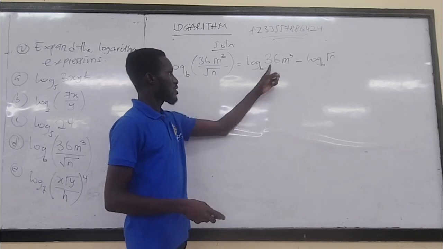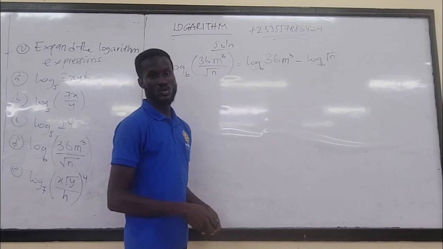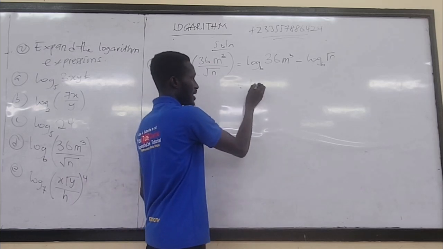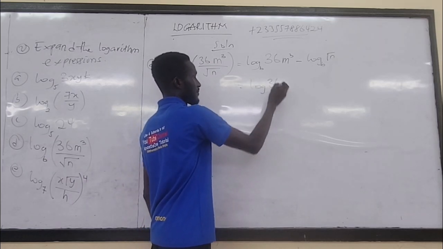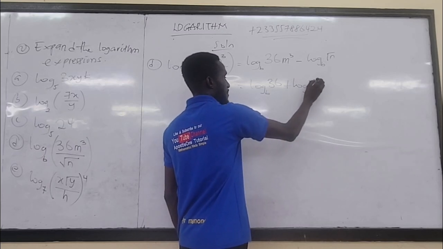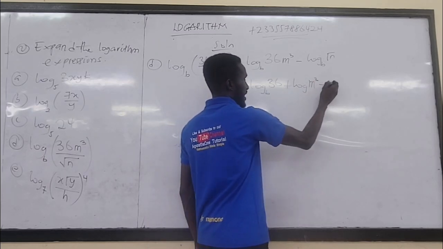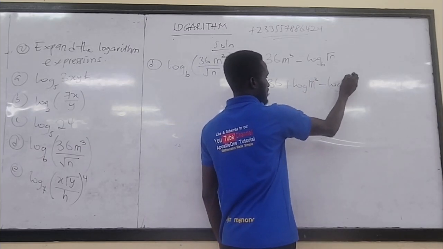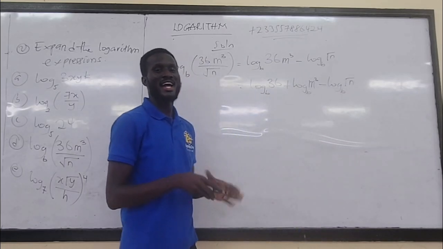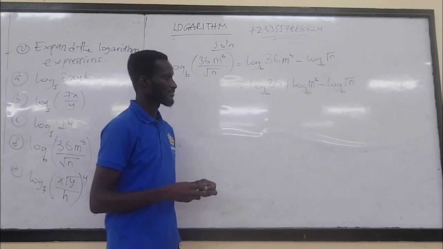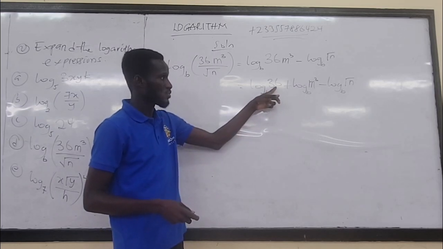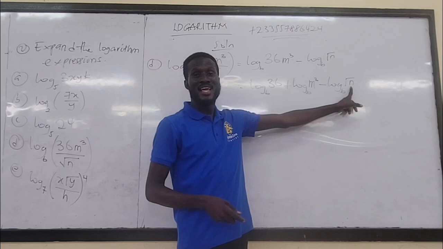Now at this point, we can separate this one and this one too. 36 and then m cube, we can separate it. They are multiplying. So we have log 36 base b plus log what? m exponent 3 minus log what? Root n base b. Now at this point, I can still do something about it. Yes. I can express this one in index form, 6 exponent 2. And this one is the same as n exponent half.